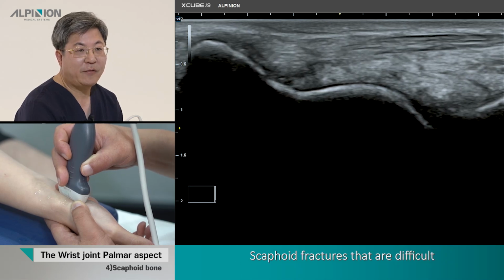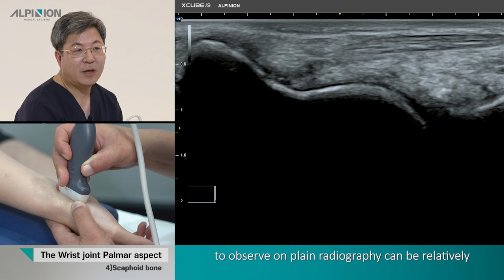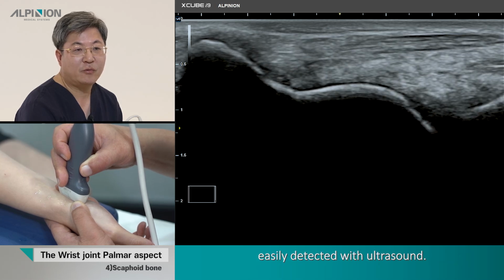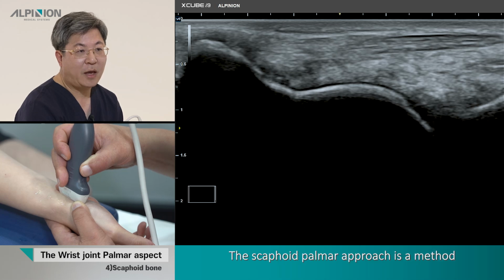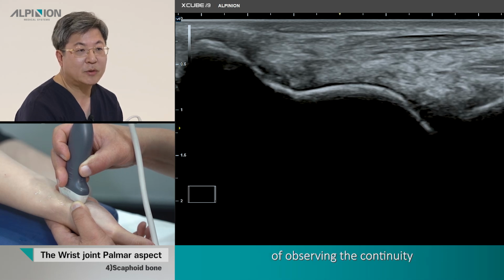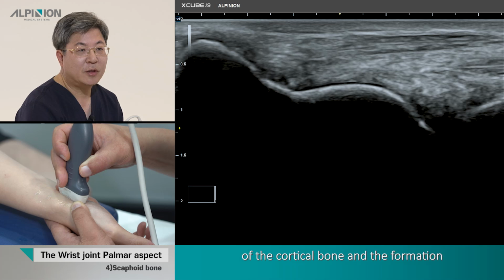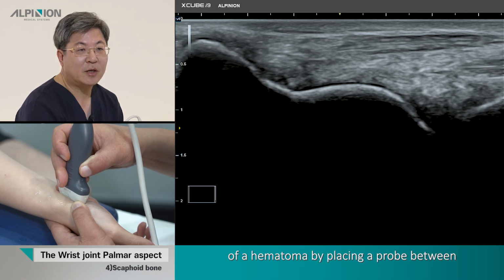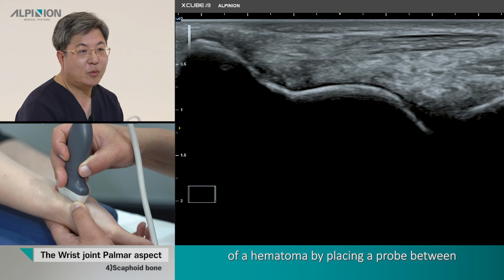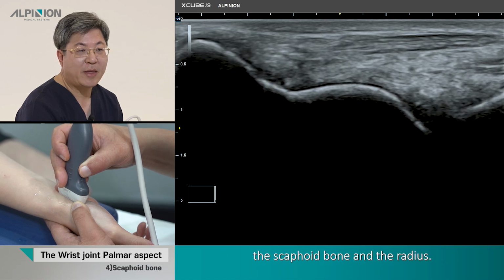A scaphoid fracture that is difficult to observe on plain radiography can be relatively easily detected with ultrasound. The scaphoid palmar approach is the method of observing the continuity of the cortical bone and the formation of a hematoma by placing the probe between the scaphoid bone and the radius.